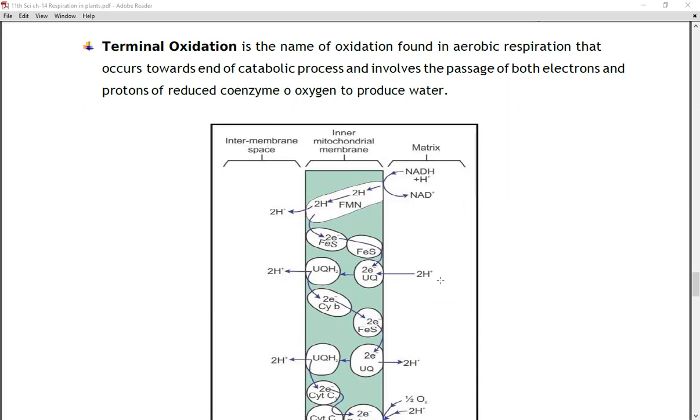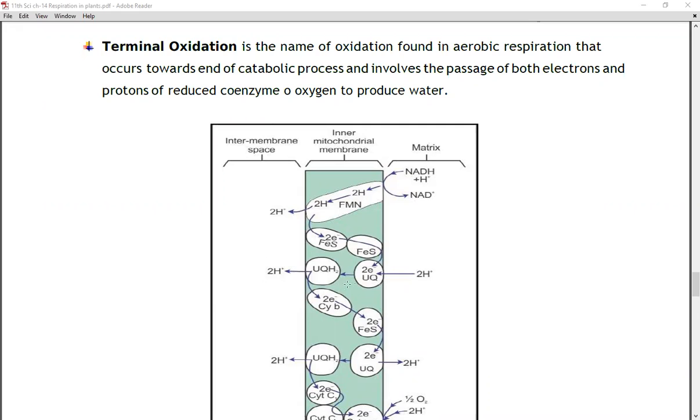So two protons are going to be accepted by the ubiquinone, and this ubiquinone is going to form the UQH2. So this UQH2, that is ubiquinone with the protons, is going to pass these protons from the matrix to the intermembrane space. So this is the second complex, which is responsible for passing of the protons from the matrix to the intermembrane space.